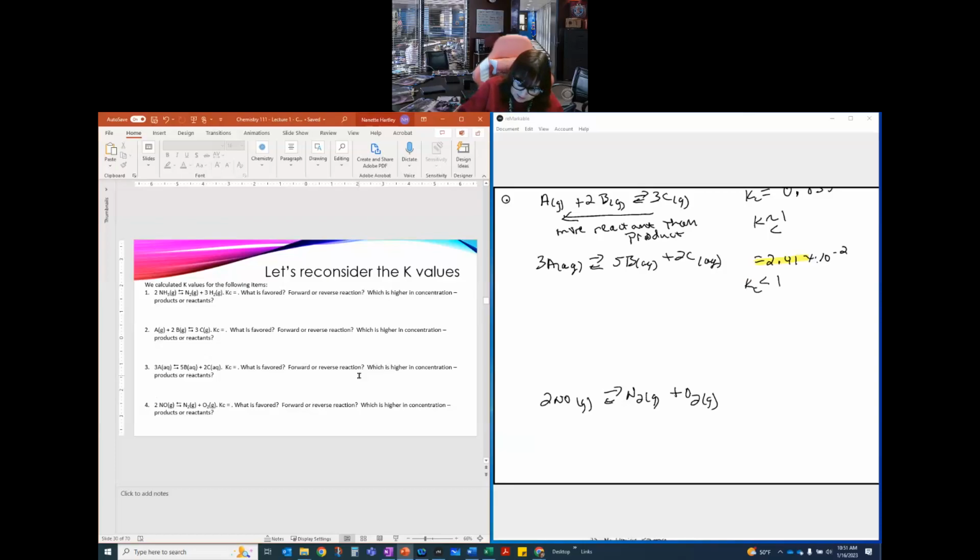That means that I favor that reaction going backwards. I favor my reactants, more reactants than product.